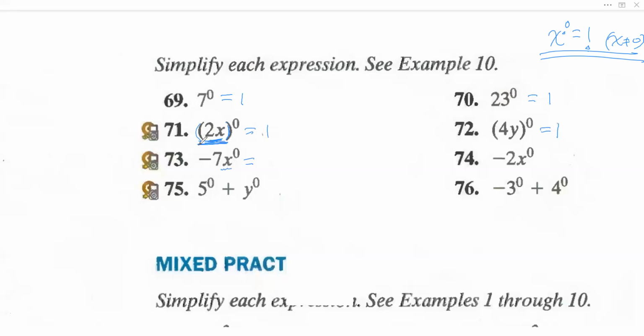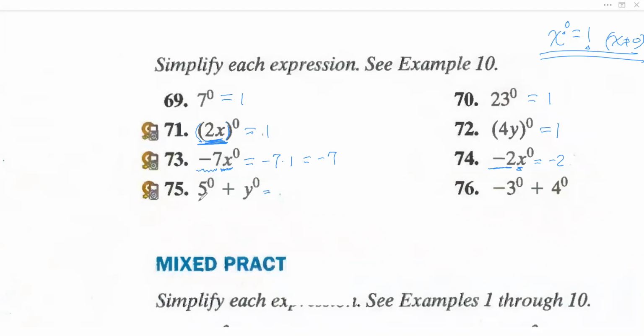So this is the base, right? Without the parentheses here, only this x is the base. This is the coefficient part, right? Just like this is x, only x is the base. So it's -7 times x power 0, which equals 1, right? So be careful about this kind of expression. Same here. This is the coefficient. This is the base. So here it is -2 times 1 equals -2.